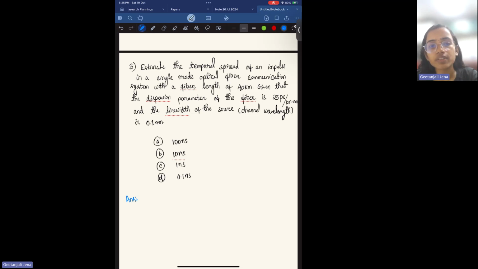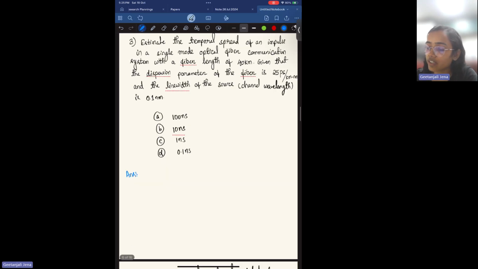And it is also given that the dispersion parameter of the fiber is 25 picosecond per kilometer nanometer. And the line width of the source, that is the channel width, is also given. It is 0.1 nanometer. It is asking, if you incident the laser beam in this single mode operation, what will be the spreading in time when you record the laser output at the other end.